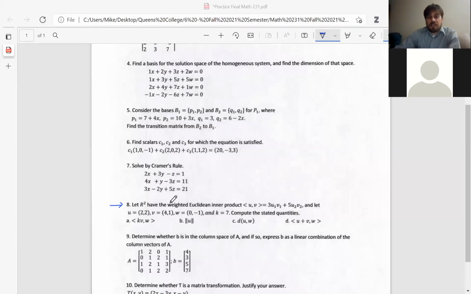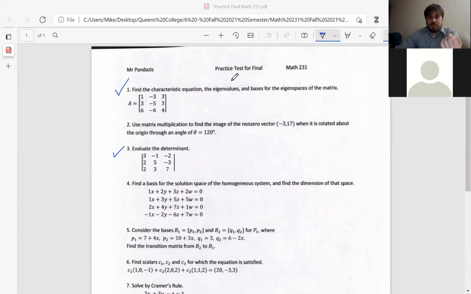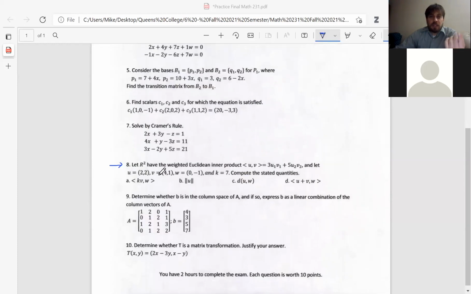Okay, so for number 8, for the practice test for the final, it says: let R squared have the weighted Euclidean inner product 3u1 v1 plus 5u2 v2, and let u equal that vector, v equal that one, w equal that one, and k equals 7. Compute the stated quantities. So for A, we want to find the inner product of kv and w.